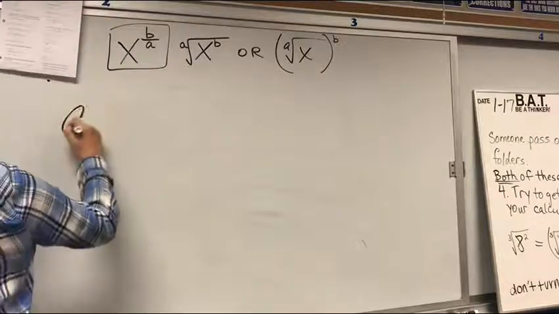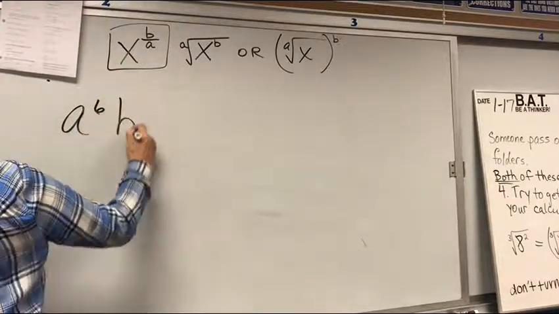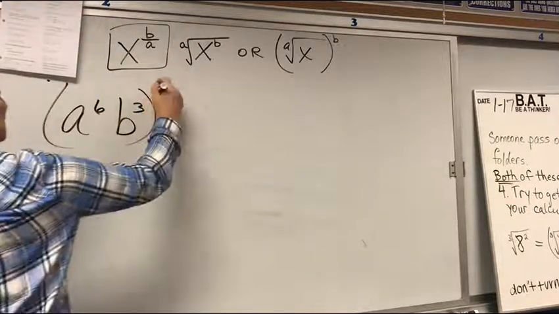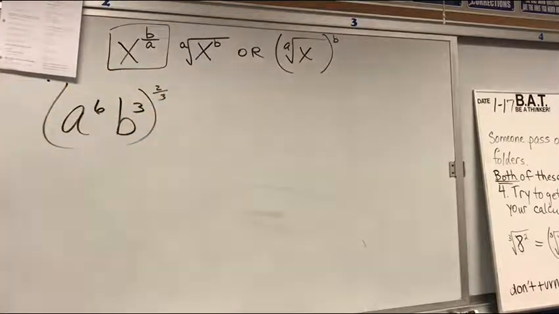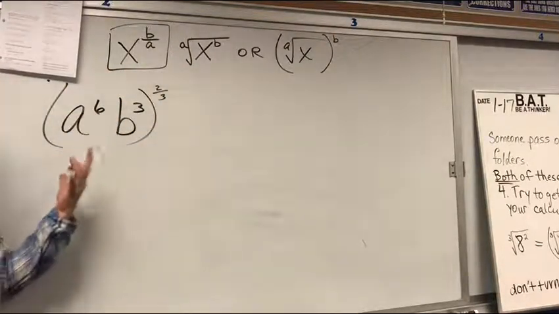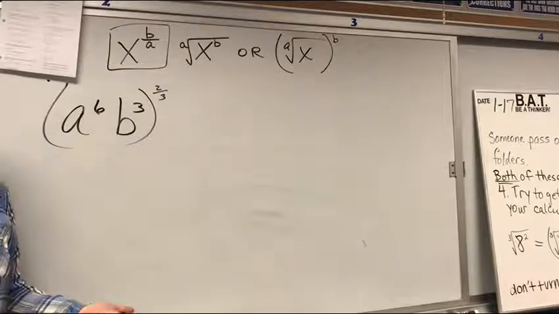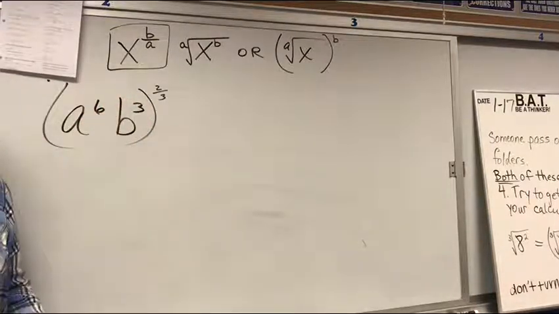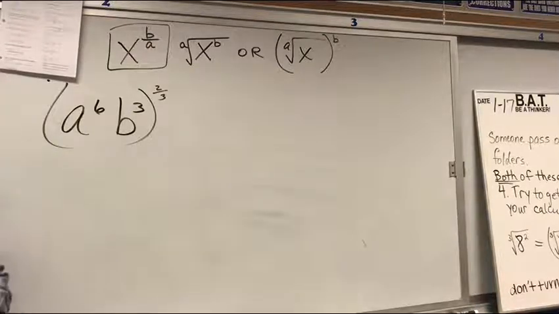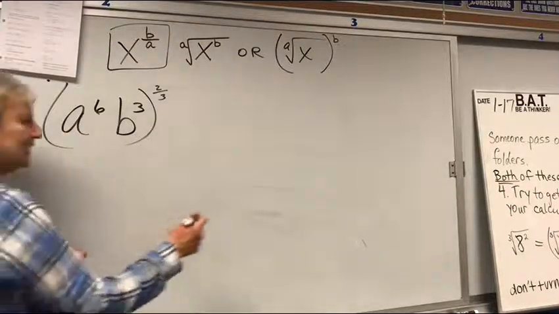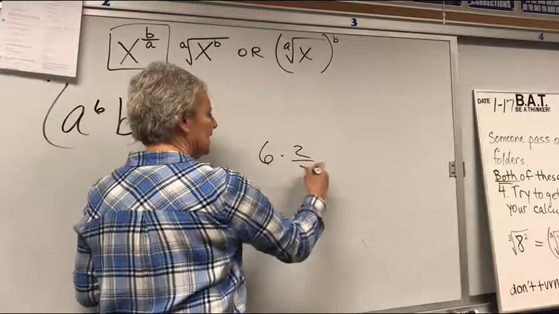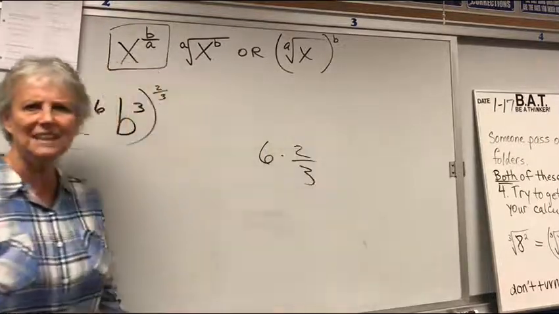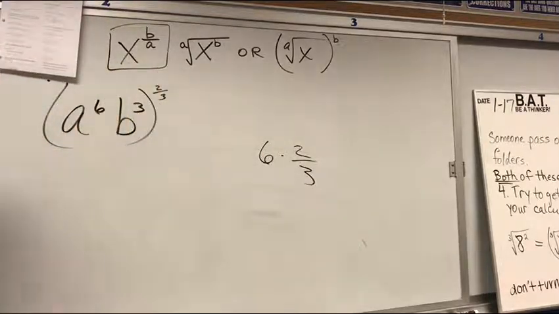Okay, today, A to the 6th, B to the 3rd, to the 2/3 power. Oh, Lord. Now, you're not going to be able to use a calculator to put an A in, but you can use your calculator to take 6 times 2/3. But I challenge you not to use your calculator. 6 times 2/3 is just 6 times 2 divided by 3, which is 4. 3 times 2 divided by 3.